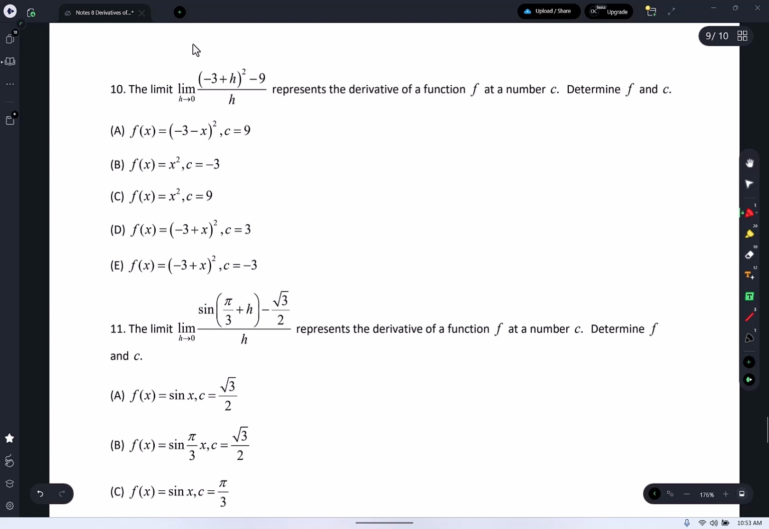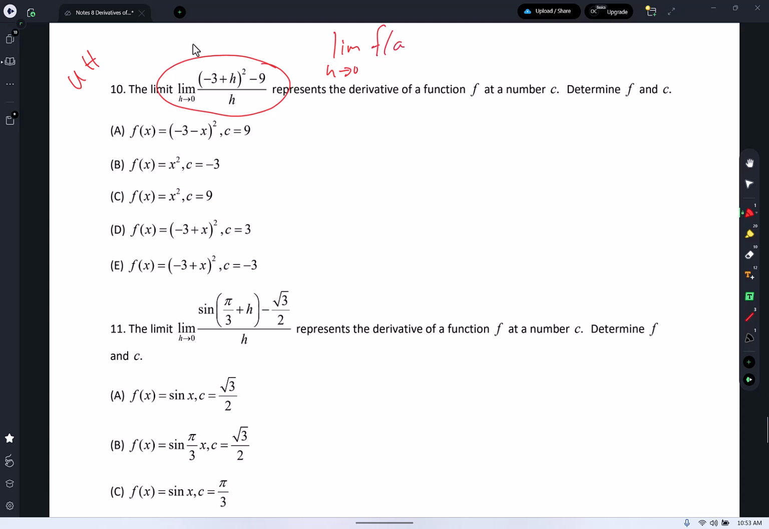Okay, number 10. This is also coming from UH. The limit as h approaches 0 of negative 3 plus h squared minus 9 over h represents a derivative of a function f at the number c. Determine f and c. Well, I can already tell, so let's see. This looks like this. Limit as h approaches 0, and that negative 3 is an a, so that looks like f of a. Well, actually, they wrote it as c, so I'm going to write it as c. F of c plus h minus f of c all over h.